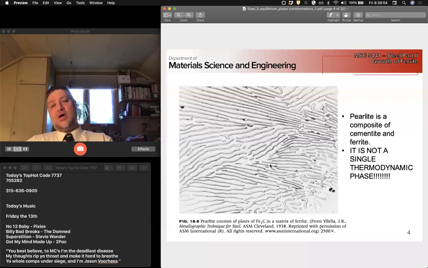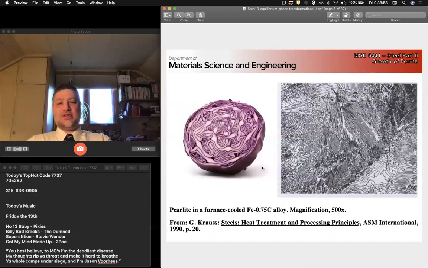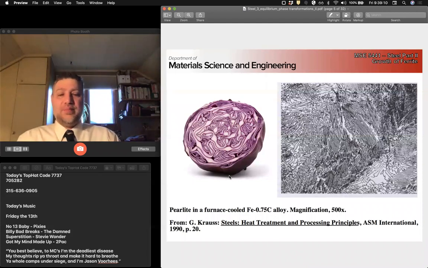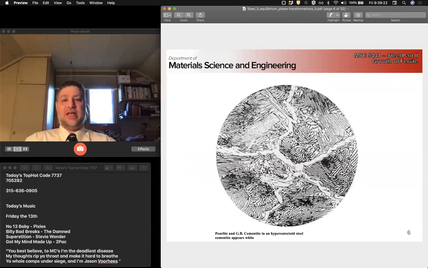And it nucleates and grows into these really complicated layered structures, right? And in fact, the structure of pearlite in 3D is much like a cabbage. It's like these layers that are wrapped up around themselves, right? So how this structure forms and organizes is a really interesting question.